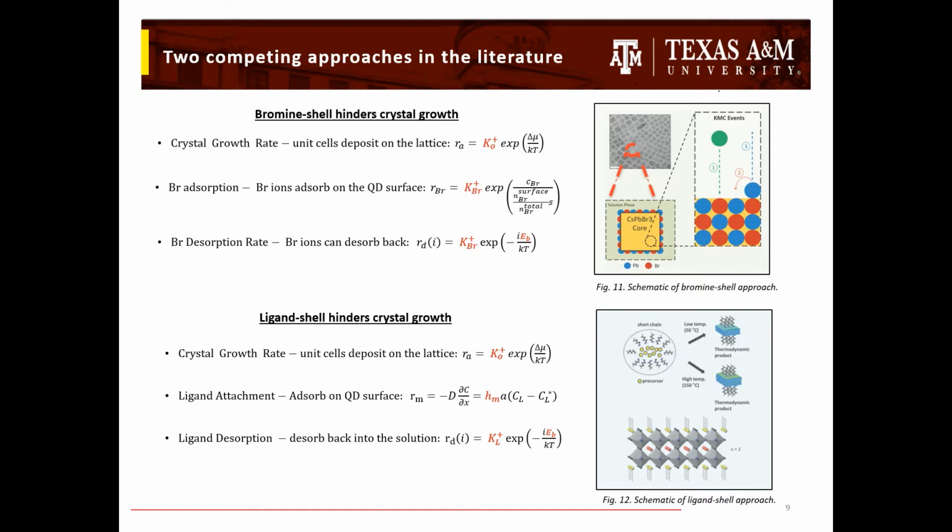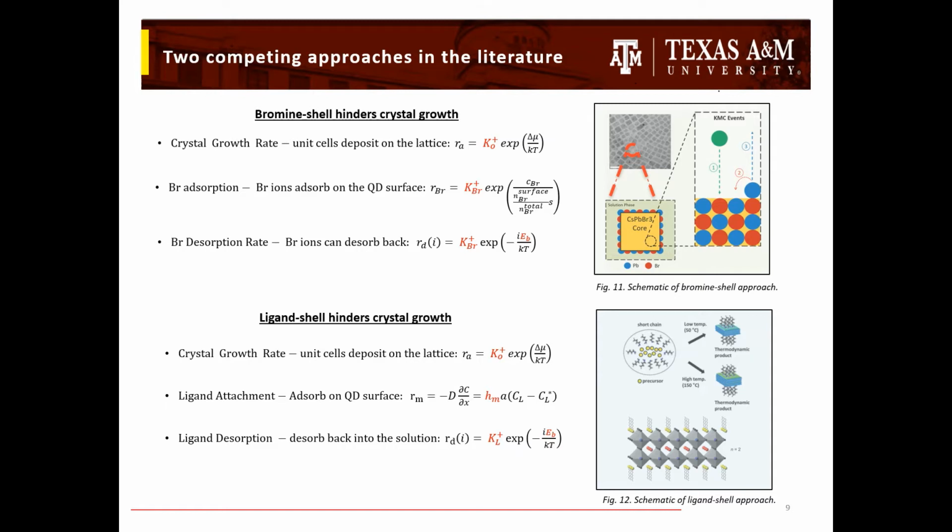One is the bromine shell approach, and one is the ligand shell approach. Many of the papers say that these are the microscopic steps in crystallization. In the bromine shell approach, they say that the unit cells, or the small fundamental building units of the crystals, aggregate. However, there is a formation of a bromine shell around it, which hinders the crystal growth and helps you control the size.